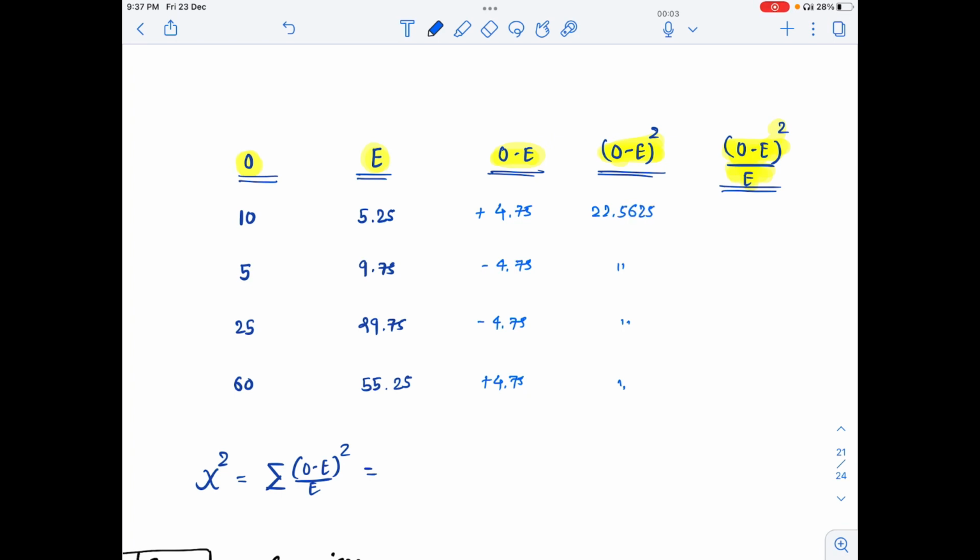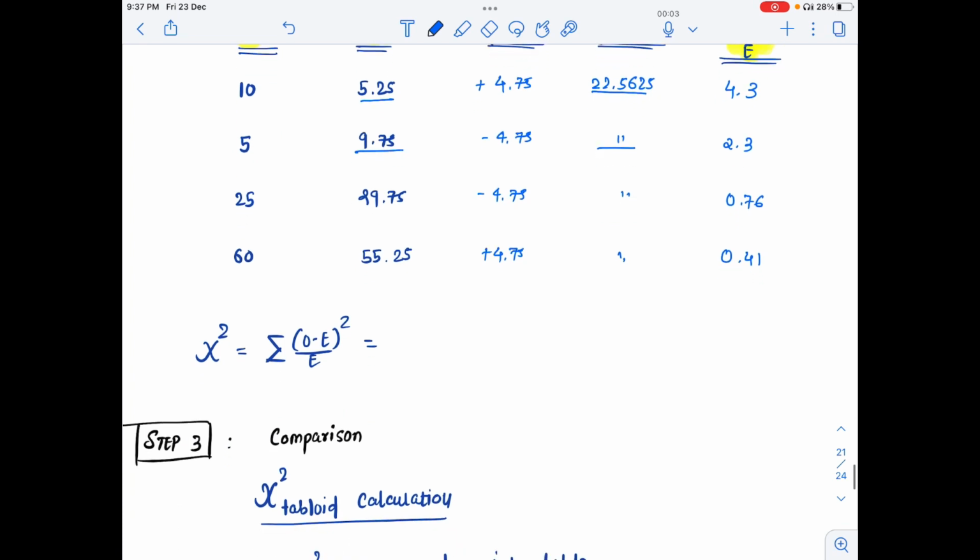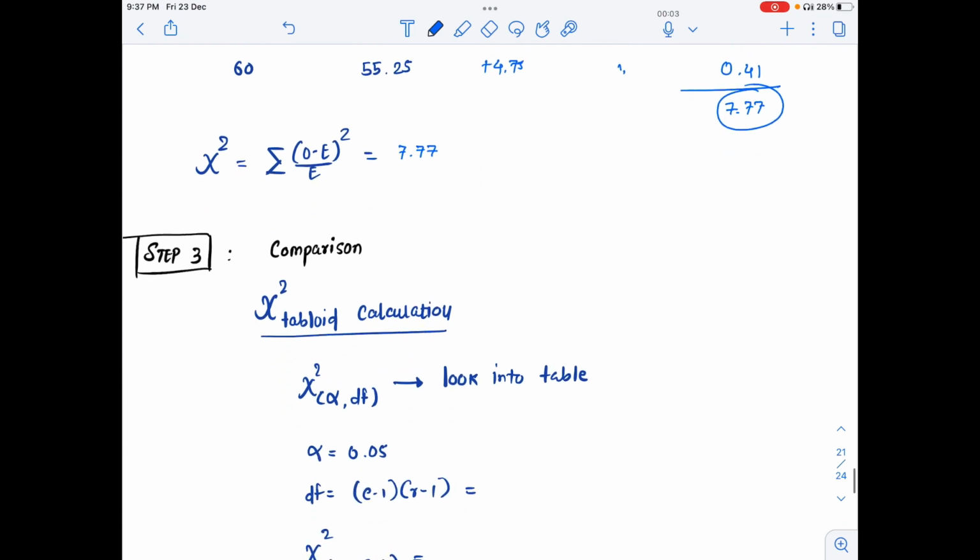Now we will divide it by the respective E values. So this will be divided by 5.25, this will be divided by 9.75, and respectively. So here we will get 4.3, here 2.3, 0.76, and 0.41, and the total will be 7.77. So the chi-square value, which is this value only, is 7.77. This is the basic. Now we will compare it with the tabular value.